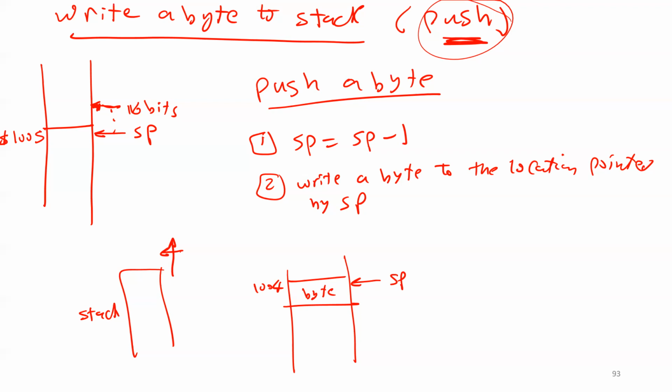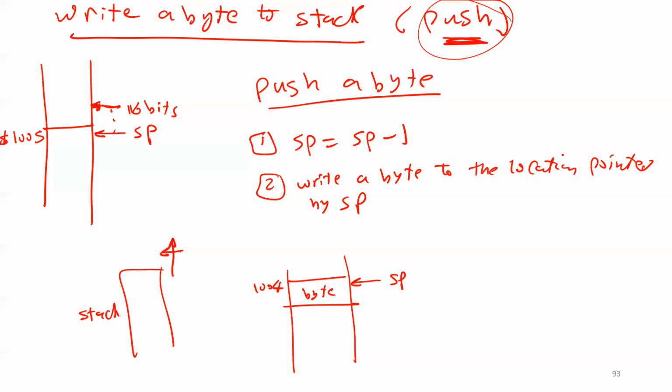So for example, if I want to write a word, what's going to happen? Because I need two locations, and SP is here, I have to subtract two. Then I'm going to write a word at the new location pointed to by SP. Make sense? Same thing if I want to read, if I want to pull. I ask, what is SP? I'm here. So I'm going to read the word from this location, and then I'm going to add two.